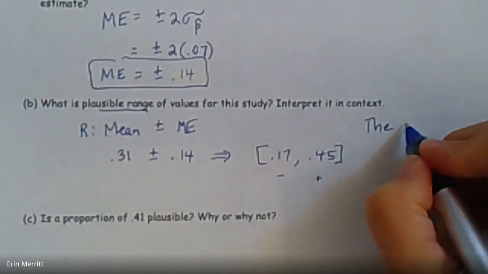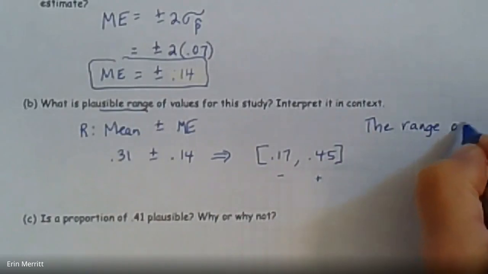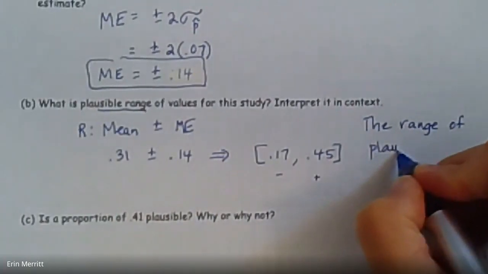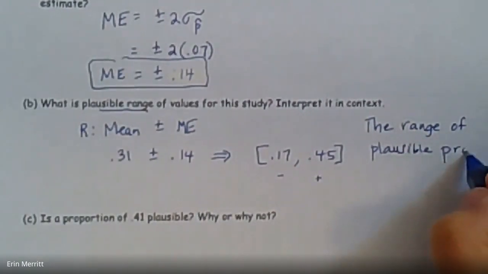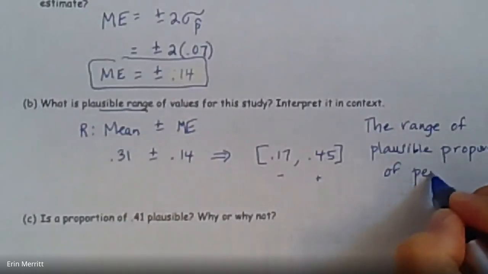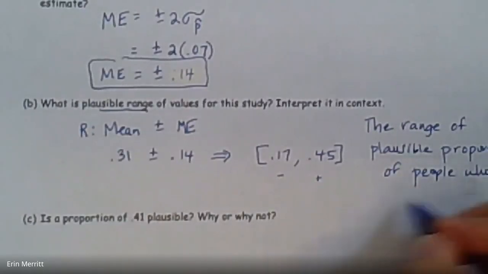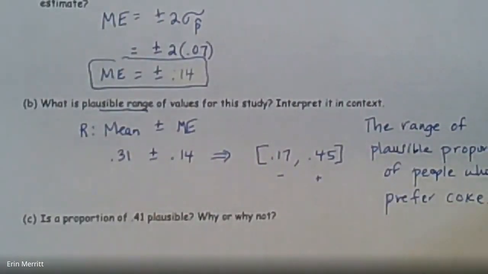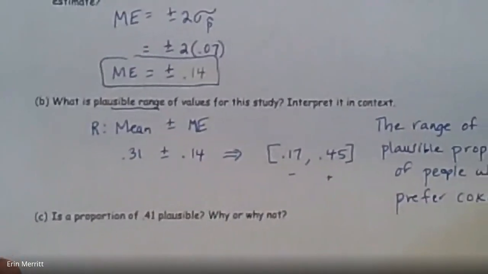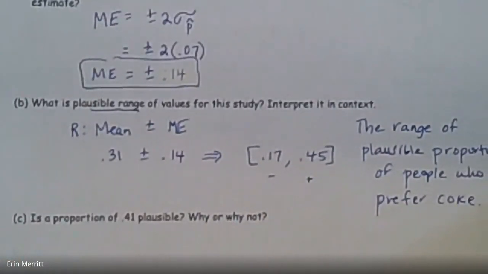So this is the range of plausible, I'm going to say, proportion of people who prefer Coke. Now, I don't know what they prefer Coke to. I guess like all other sodas. I'm not reading into this too much.